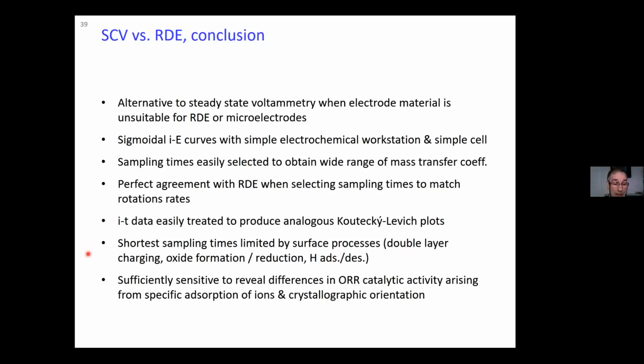But of course, this is a transient technique, so you have to work within the limitations of transient techniques. And in particular here, you must make sure that your shortest sampling time is not too affected by double layer charging processes, oxide formation, oxide reduction, hydrogen adsorption, desorption, etc. But the technique is sufficiently sensitive to reveal differences in catalytic activity, and we took the oxygen reduction reaction as a good case to illustrate the power of the sample current voltammetry technique.